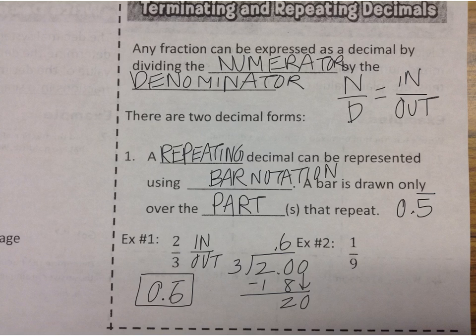Example 2. Same thing here. I'm just going to think in over out. So I'm going to put the 1 on the inside, the 9 on the outside. I'm going to take that decimal. And because 9 can't go into 1, but it can go into 10, 9 goes into 10 one time. And as you can see, it's going to just keep repeating. So my answer is going to be 0.1 with a bar.